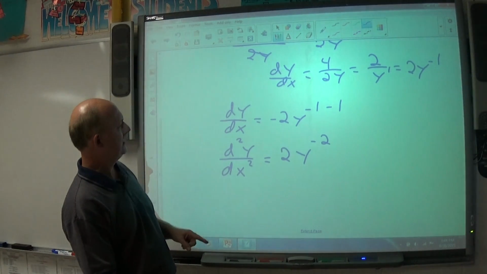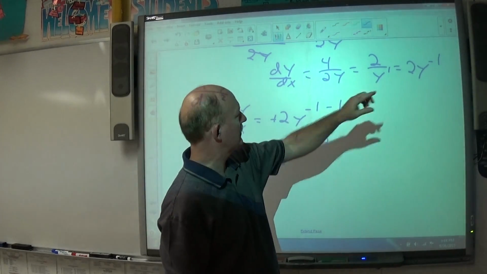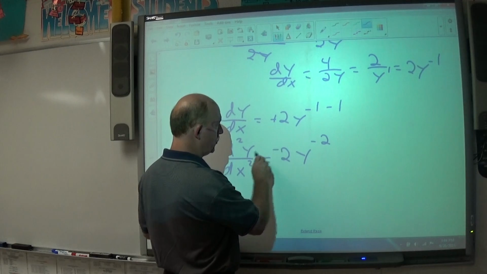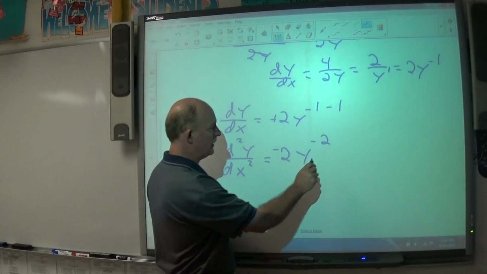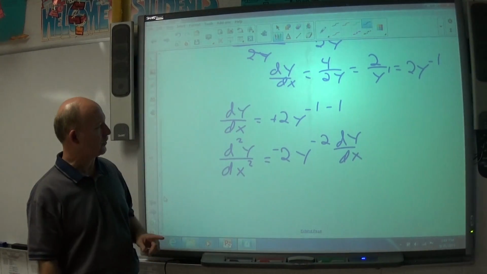And let's see, actually, this should be a positive 2, I believe, isn't it? So it should be 2y to the negative 1 power. So if you bring it down, then this will be a negative 2y to the negative 2. All right, and then you have to leave dy over dx as a factor. So dy over dx, and this should be our second derivative.